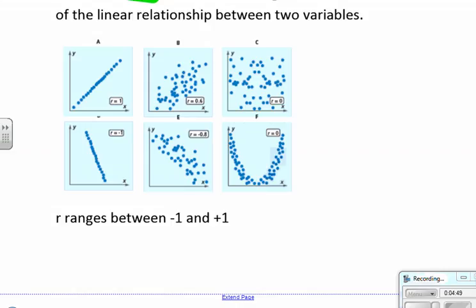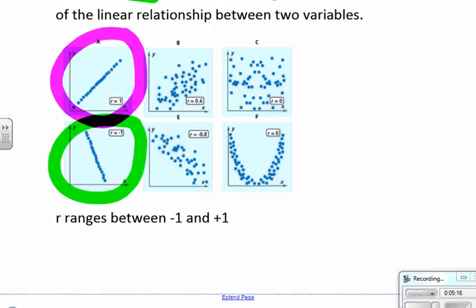Now, people sometimes get the mistaken impression that -1 is bad. That is not the case. -1 just means that the data is perfectly linear going downhill. So this one right here has an R value of -1, perfectly linear downhill. If the data is perfectly linear uphill, it will have an R value of +1, like that one.